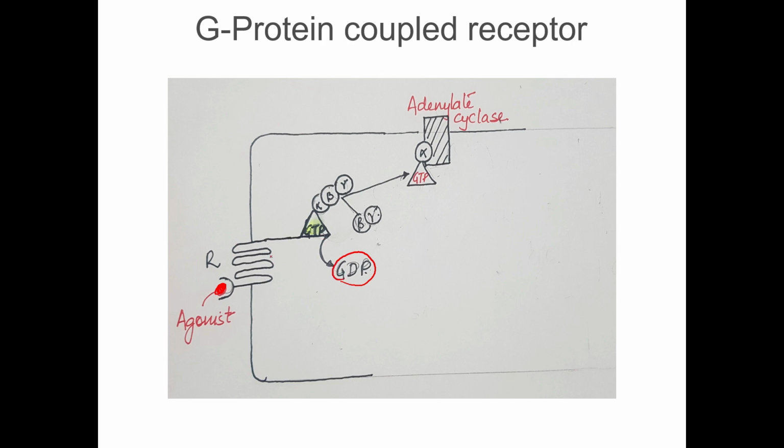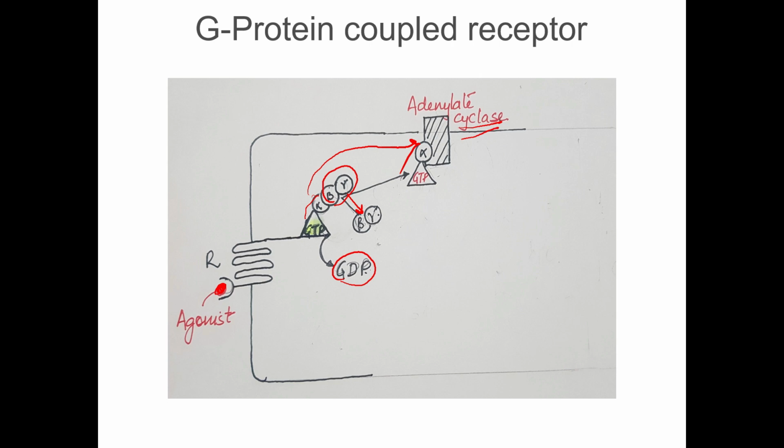There is also a conformational change, which is going to cause the displacement of this GDP from here, and it is replaced with GTP. Now this alpha GTP gets activated and dissociates itself from the beta and gamma subunits, and this alpha GTP is going to bind with the third protein, the effector system. It is going to cause the activation of this. Now this effector system can be adenyl cyclase, or it can be phospholipase C.